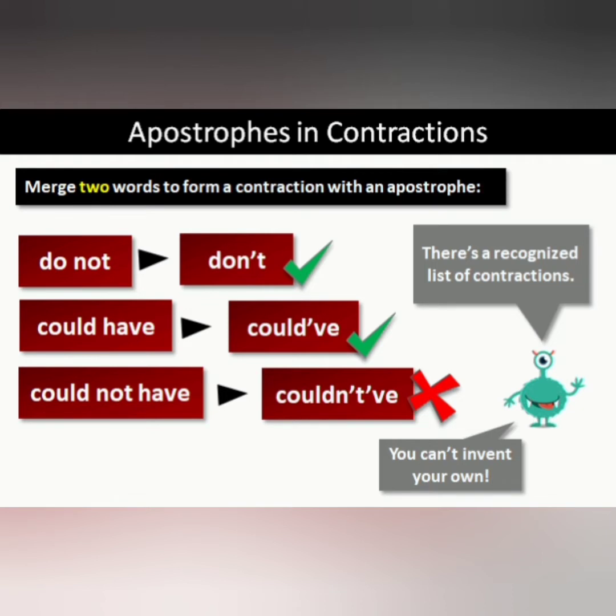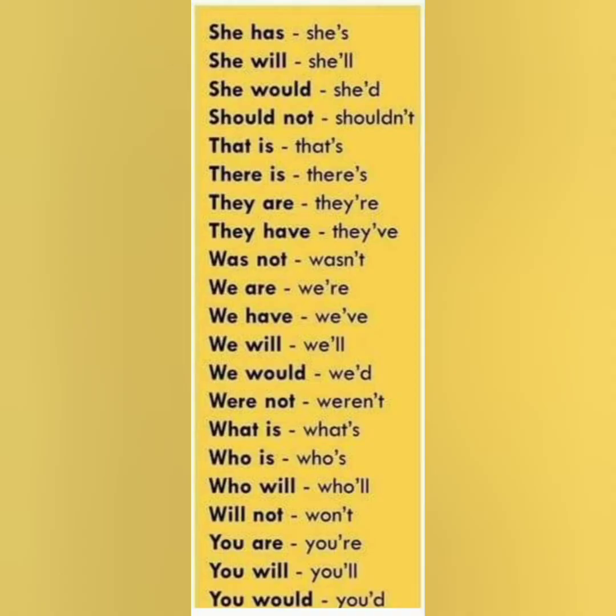So, apostrophes in contractions: you have to merge two words to form a contraction with an apostrophe. We have to merge two words. When we make a contraction, every time we have to use the apostrophe. Like do not, the letter O from not we have to remove and replace it with the apostrophe, then it will become don't. Next is could have, and we have to remove the letters HA and replace them with the apostrophe to make could've. Could not have is not in the list of contractions, so it would not be there.